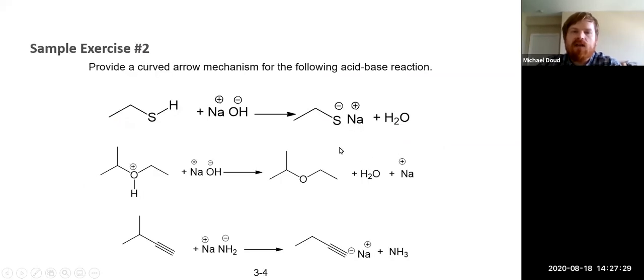Okay, and so now is the time. Why don't you go ahead and try to draw the curved arrow mechanism for each of the following acid-base reactions. This is sample exercise number 2. Again, this is going to be in a separate video where I'll walk you through each of the sample exercises, but give it a shot for now, and we will pick up our lecture from here.